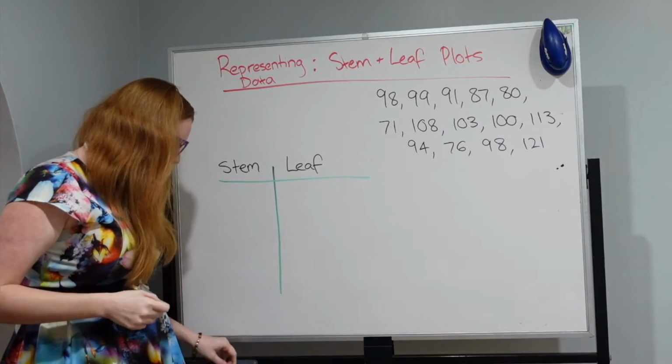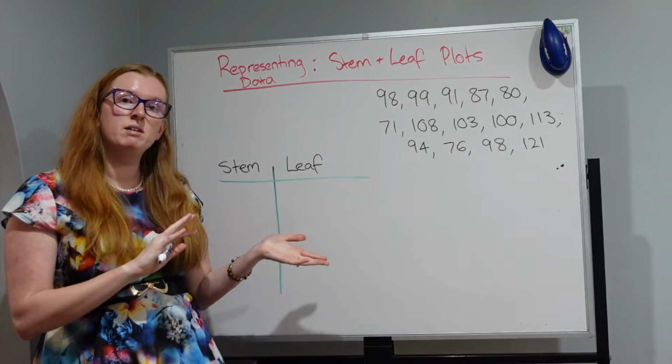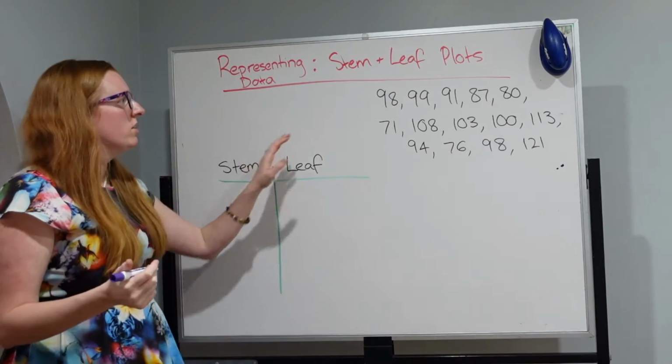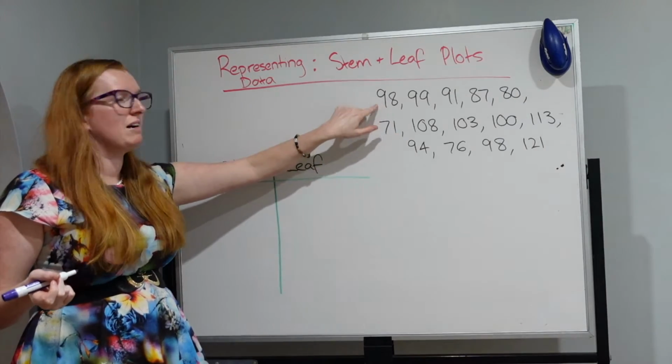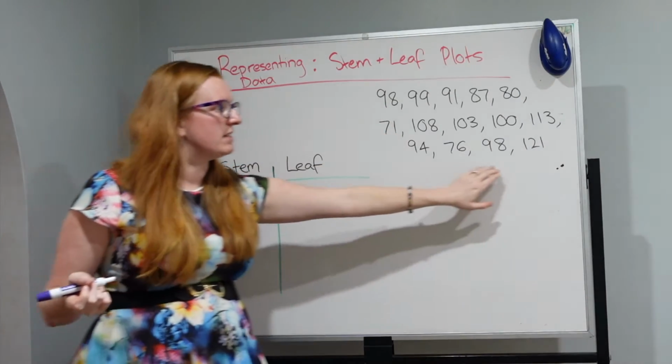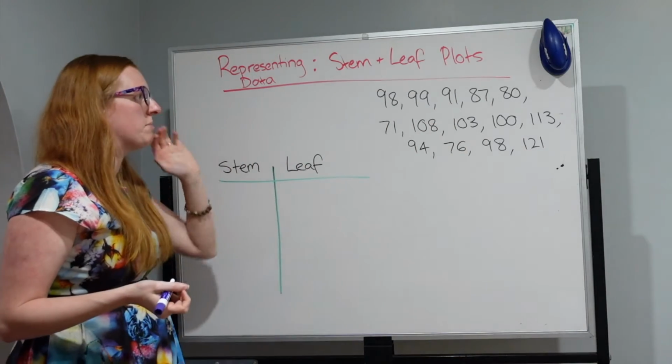So basically, we break our numbers up into a stem and a leaf. So our leaf is always our last digit, and our stem is our first digit, or if it's a 3-digit number, it's our first 2 digits. Let me show you what I mean.